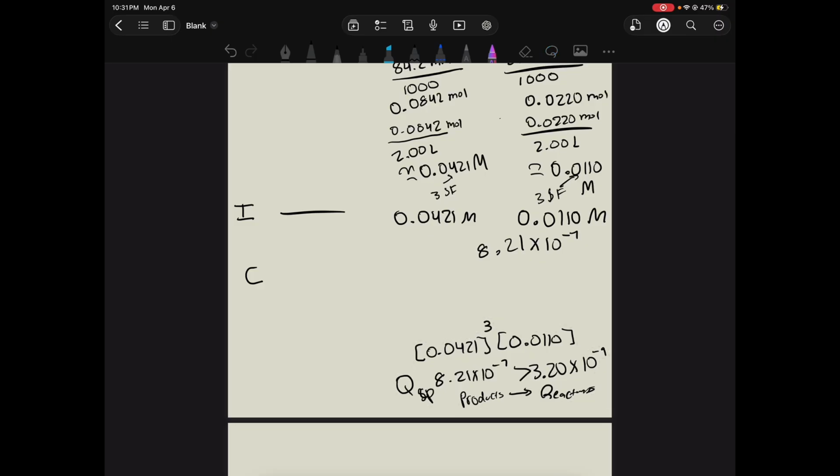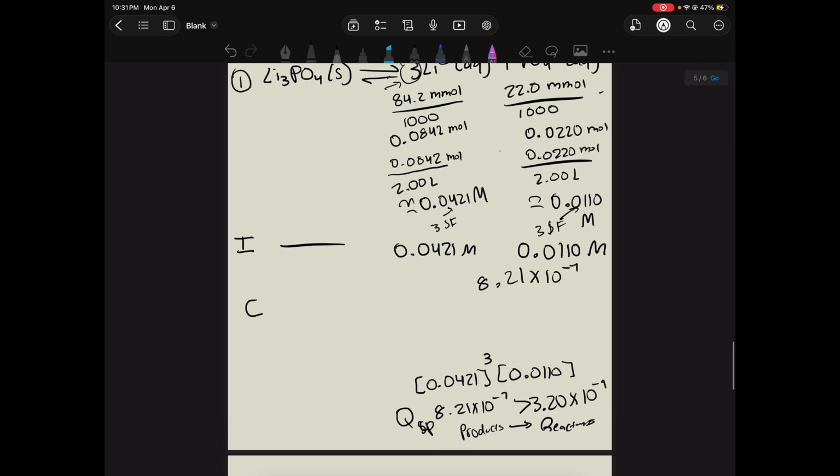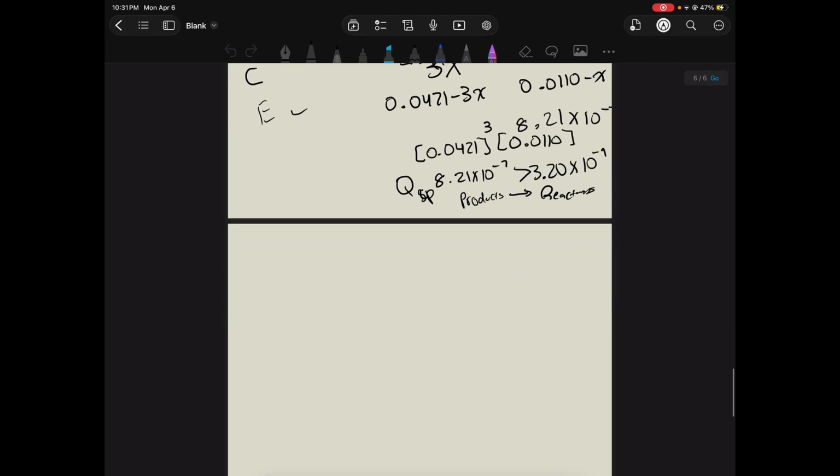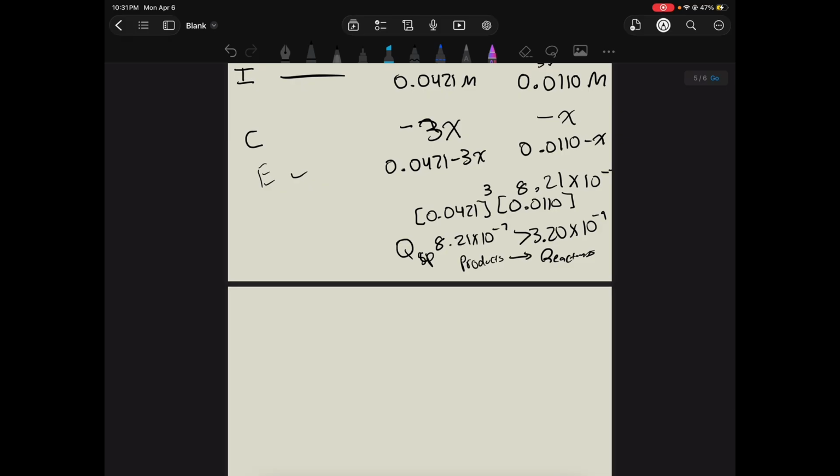Because now we know that it moves from the products to the reactants, I'm just going to move this down here as well. We know that the C would be minus x, minus 3x, and then minus x. And then our E in this ICE method is 0.0421 minus 3x, and then 0.0110 minus x.